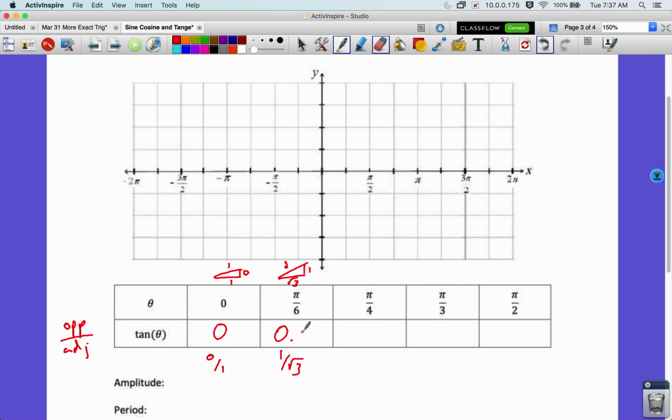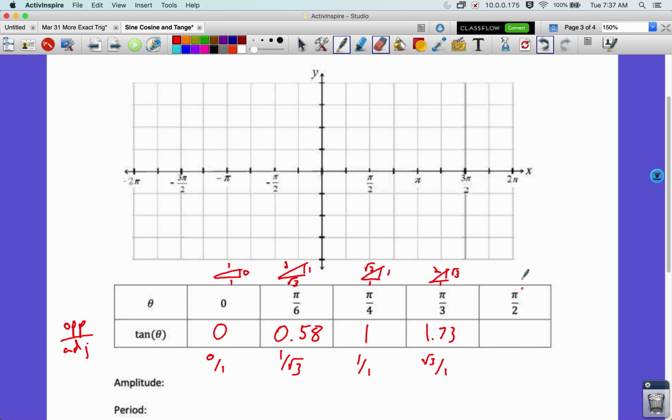Is 0.58. Okay, a little bit different. Pi over 4, so that's our 45, 45, 90. Opposite over adjacent is going to be 1 over 1, which is just 1. 60 degrees. Now the 1 is moved here. Square root of 3 is here, 2 is there. Opposite over adjacent is square root of 3 over 1, which is just square root of 3, which is approximately 1.73.